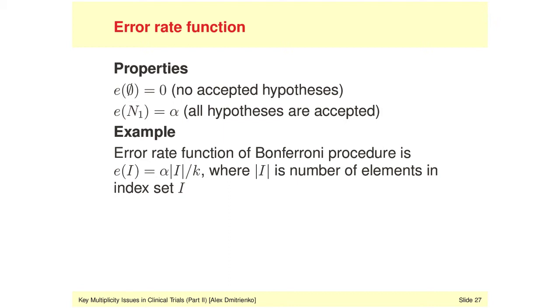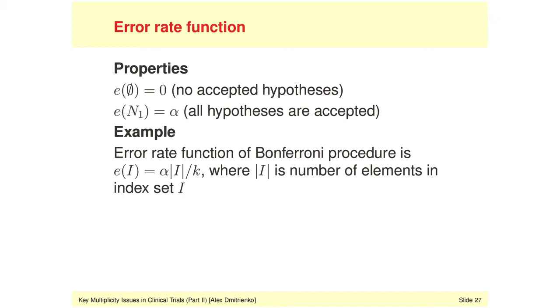The second property states that if the index set I is equal to N1, that is, the index set that contains all hypotheses from the primary family, then the error rate function e is equal to alpha. In plain English, this means that all of the alpha will be lost if all primary hypotheses are accepted. There will be nothing to carry over to the secondary family.